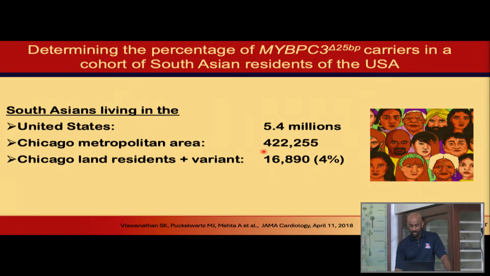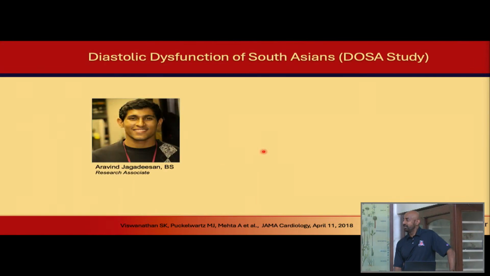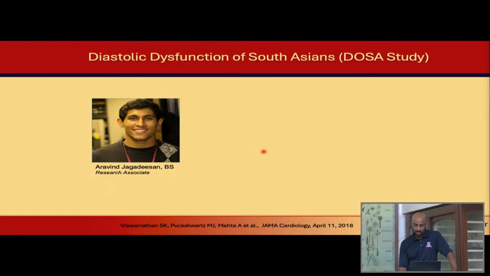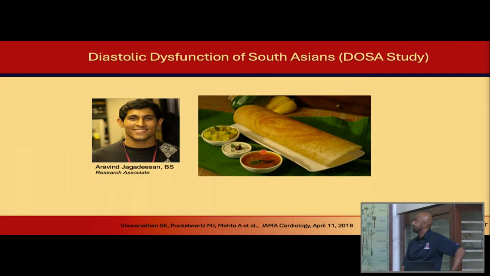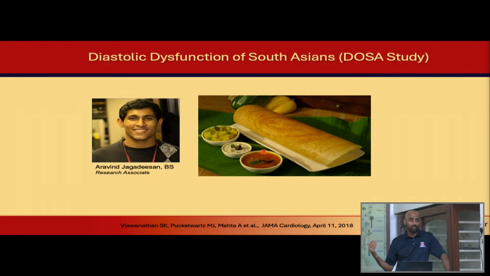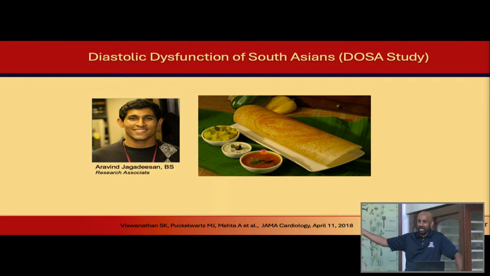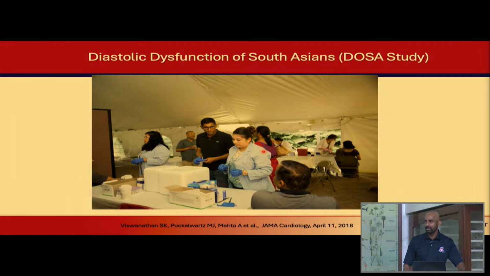So I thought, okay. Then I had a summer student, Aravind Jagadishan. He graduated from undergraduate and then joined my lab, and he wanted to do a research project. I told him we need to go to our community and collect samples to screen for the variant. He named the study Diastolic Dysfunction of South Asians, or DOSA study. As you know, dosa is so popular. So when you put this kind of title, people get attracted, they come, they're curious, what is this? And so we can easily convince them to give saliva samples or blood samples.